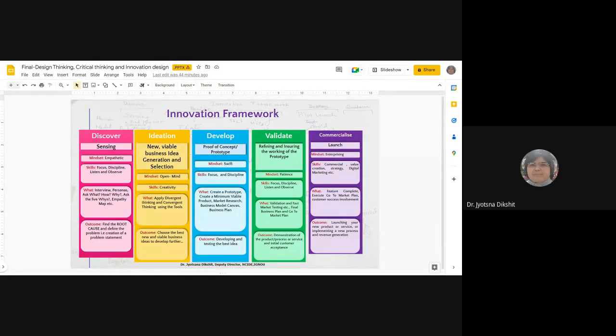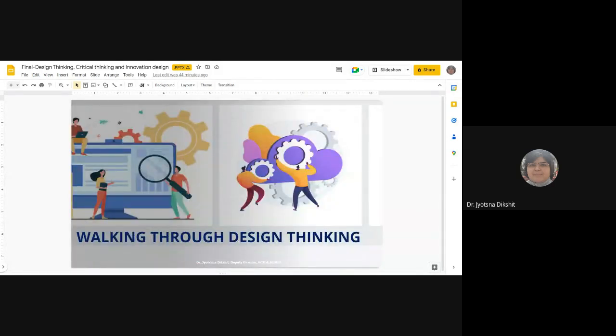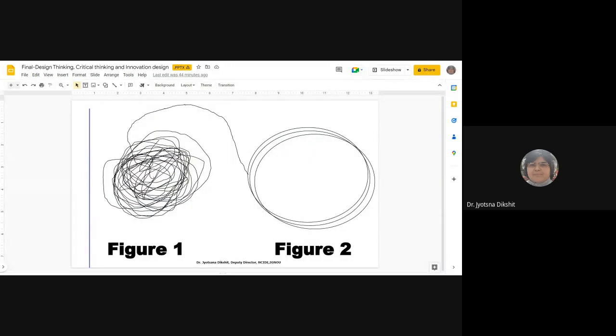Wonderful, wonderful. So now we move further and let us understand what design thinking is, why it is important, and where to use it. Okay, so these are the two figures. What is your perception on looking at these figures?